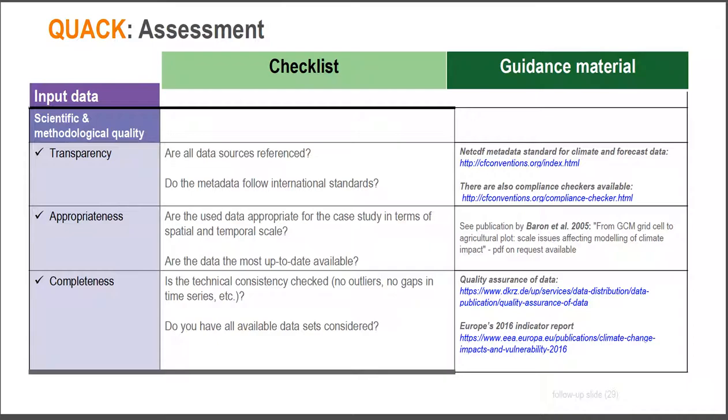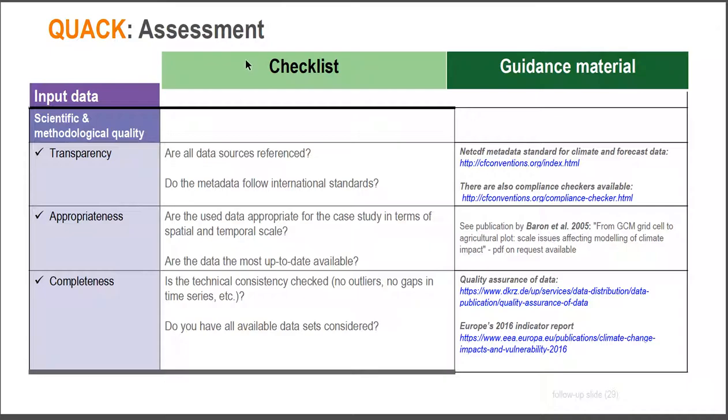For example, in the input data for the transparency indicator, the questions are: are all the data sources referenced? Do the metadata follow international standards? If you understand the question and you can answer them, then it's good. But if you don't understand, then go to the guidance material and you will find the solution.